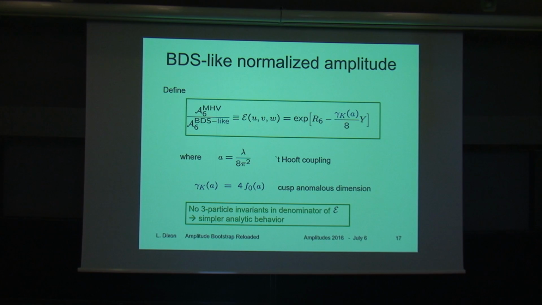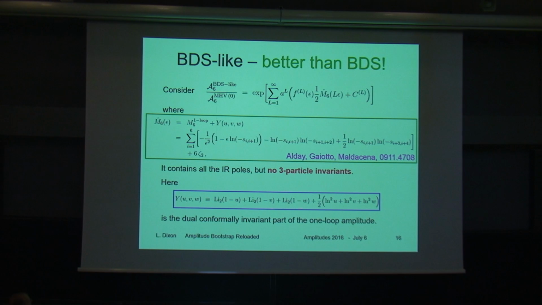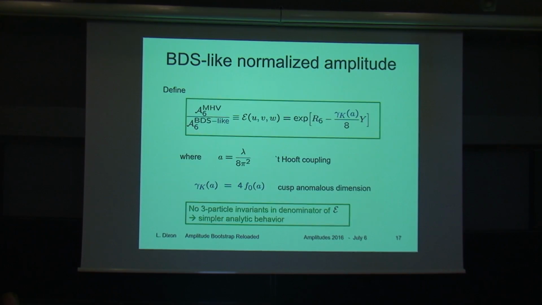So the relation between this normalized amplitude, which we want to work with now, this curly E, and the old remainder function is that it's e to the R6 minus gamma cusp over 8 times Y, where Y was this totally symmetric function of u, v, and w that just involves these polylogs and logs. Okay, so the fact that there are no 3-particle invariants in the denominator of this expression will turn out to lead to simpler analytic behavior for curly E globally than the remainder function has.